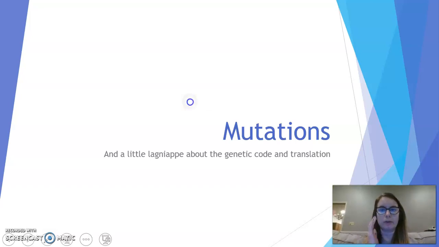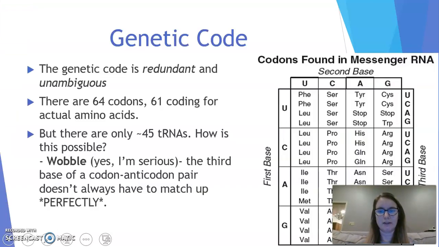Okay, there we go. So just a couple of last minute things about the genetic code. I did talk about this at the end of the last video, but I wanted to touch on it again. So the genetic code, so our DNA, it's both redundant and unambiguous.